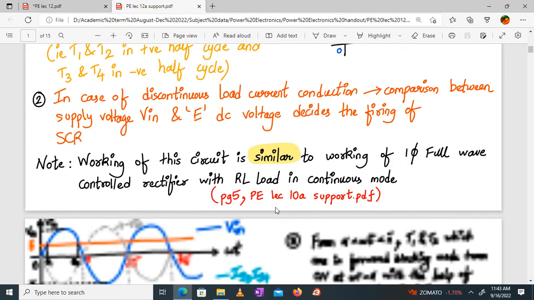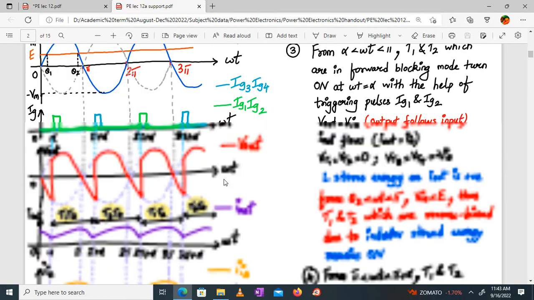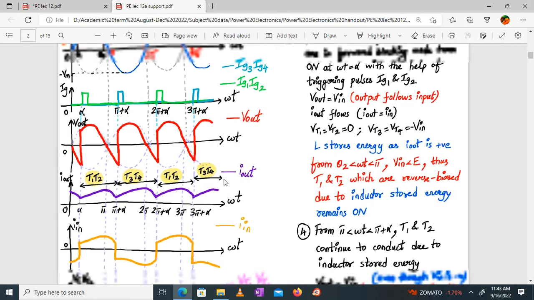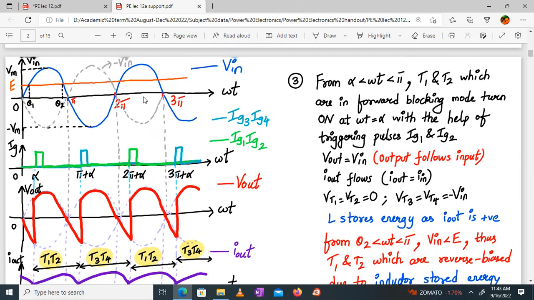So here one statement is written. The working of this circuit is similar to the working of single phase full wave control rectifier with RL load. We discussed this last time, so you can refer to this PDF and the page number. This is the same circuit, and these are the waveforms which we have seen. Let us go through them very quickly and revise.